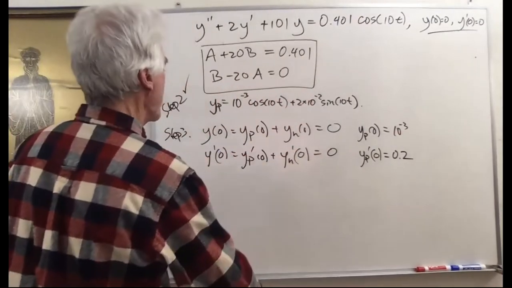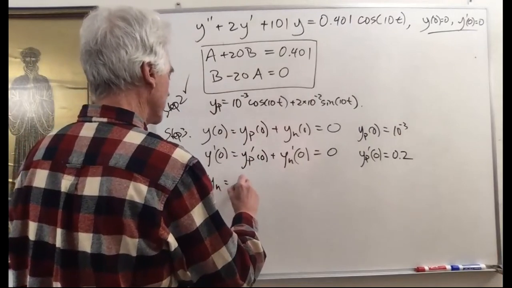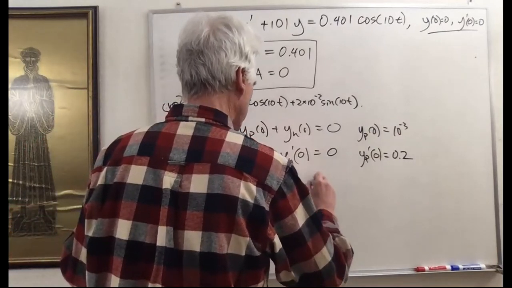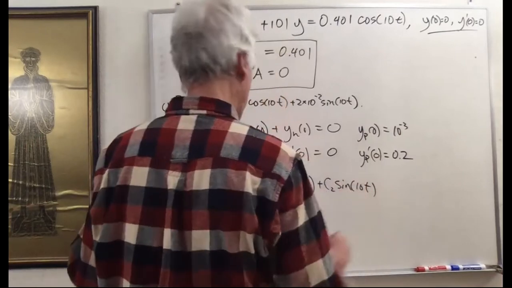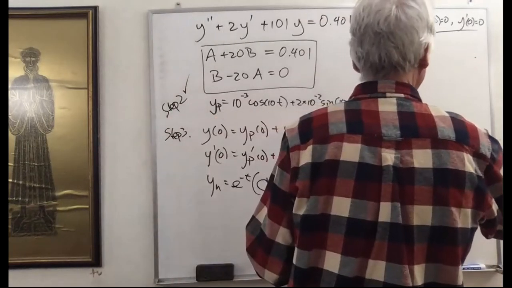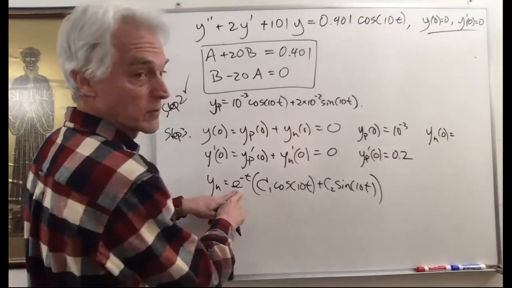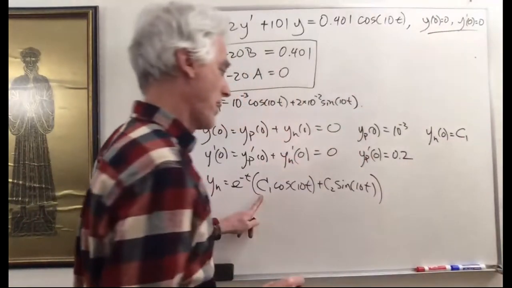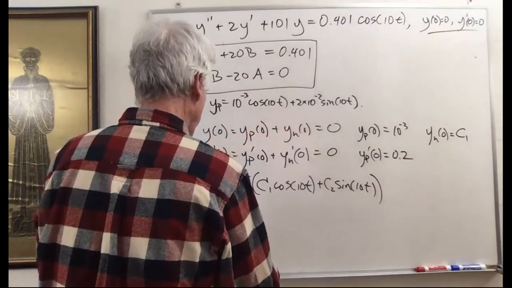Now let's get YH and YH prime. Remember that YH is e to the minus t times C1 cos of 10t plus C2 sine of 10t. So what is YH of 0? Well, e to the 0 is 1, cos 0 is 1, so that's just C1, plus 0.